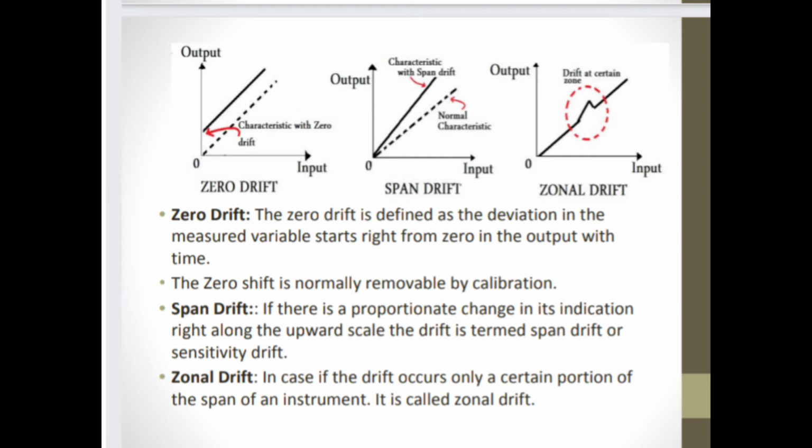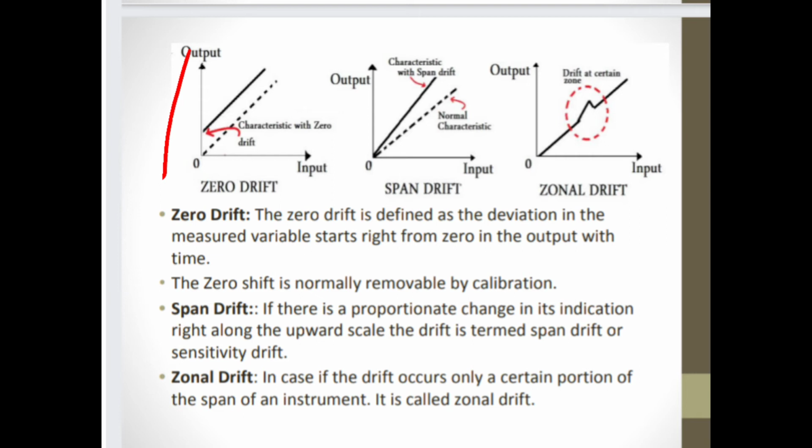First is zero drift. This is the figure of zero drift. Zero drift is defined as the deviation in the measured variable starting right from zero in the output with time. The zero shift is normally removable by calibration.